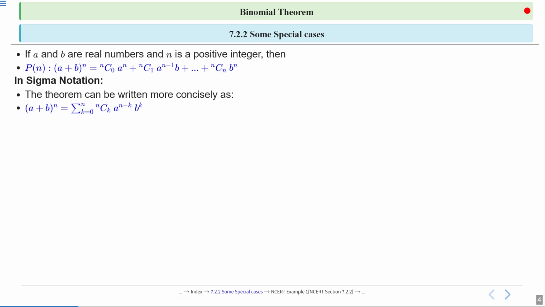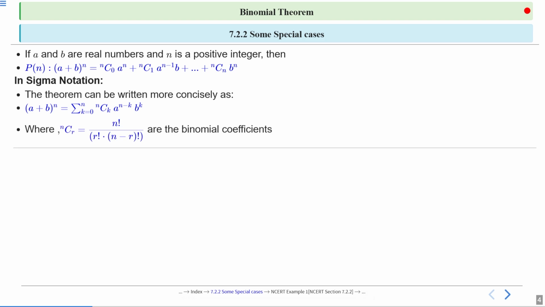Now let's look at how we can express the binomial theorem using sigma notation. Okay, so let's see. The theorem can be written more concisely as a plus b whole to the power n is equal to summation k equal to 0 to n nCk, nCk means n choose k, times a to the power n minus k into b to the power k. Okay, so this is the sigma notation representation of a plus b whole to the power n.